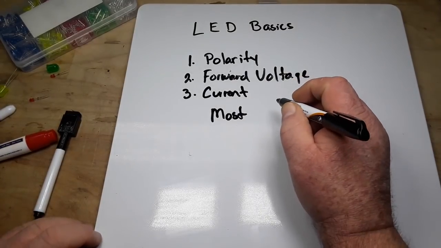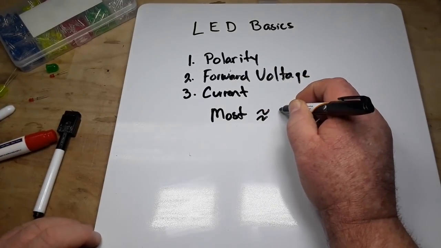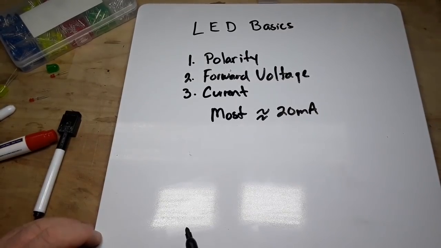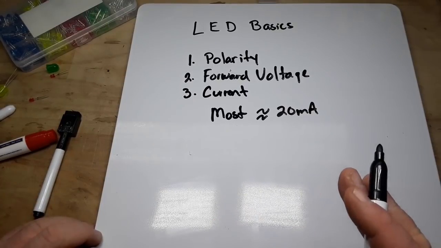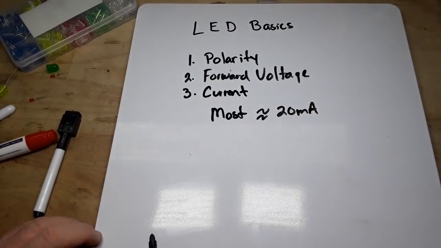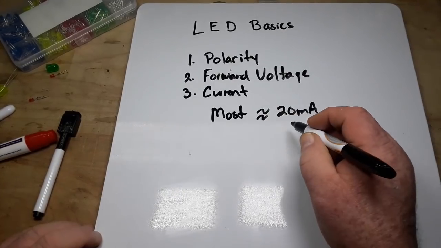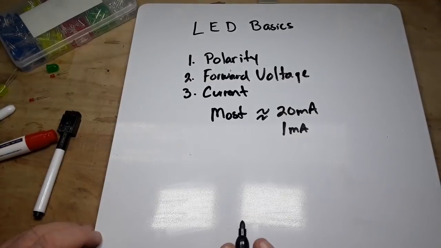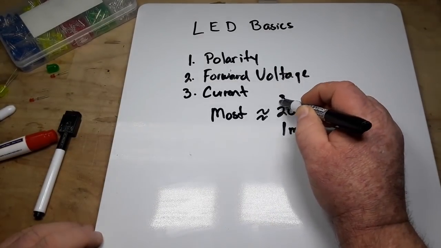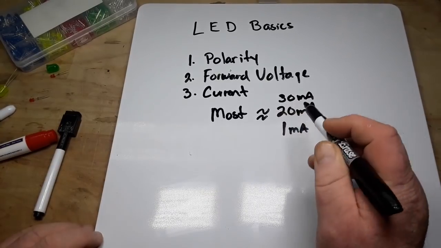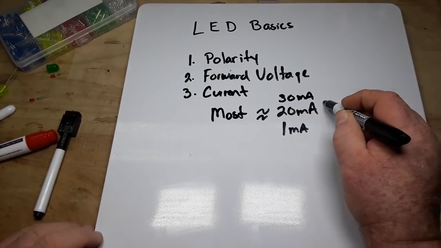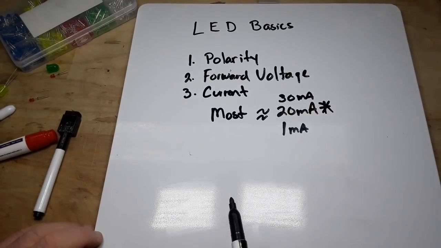Now, most of your consumer LEDs, whether they're 5 millimeter, 10 millimeter, or 3 millimeter, are going to be rated at about 20 milliamps. Okay? Doesn't mean you have to run them at 20 milliamps. You can run them at 1 milliamp, and I'm going to show you this. You're not going to notice much of a difference. And you can run them as high as 30 milliamps. You get above that, you're pushing it. But they're going to be rated for 20 milliamps.